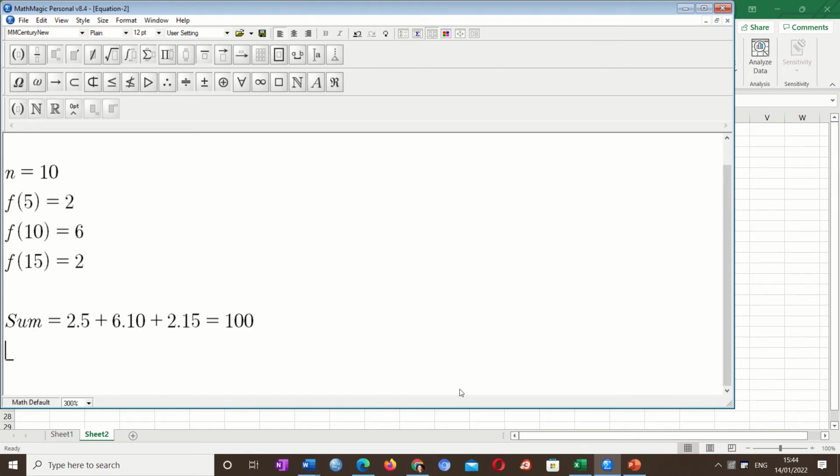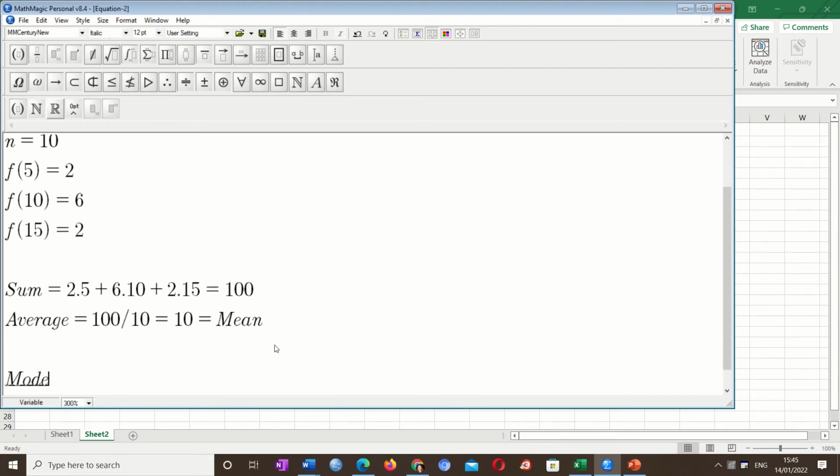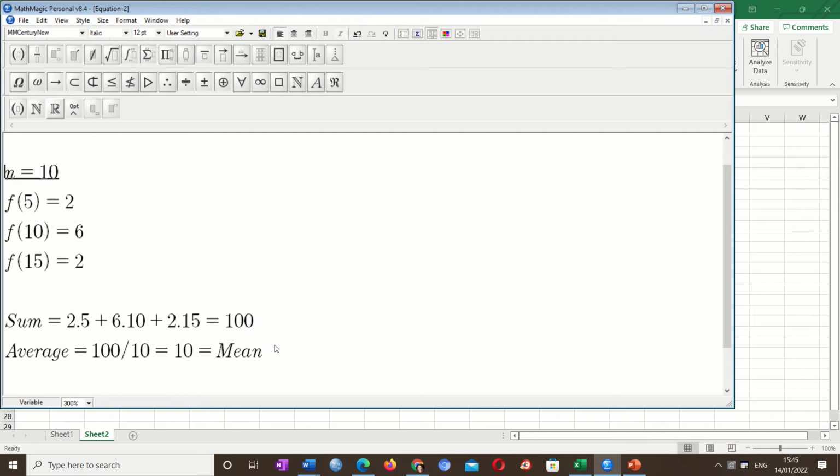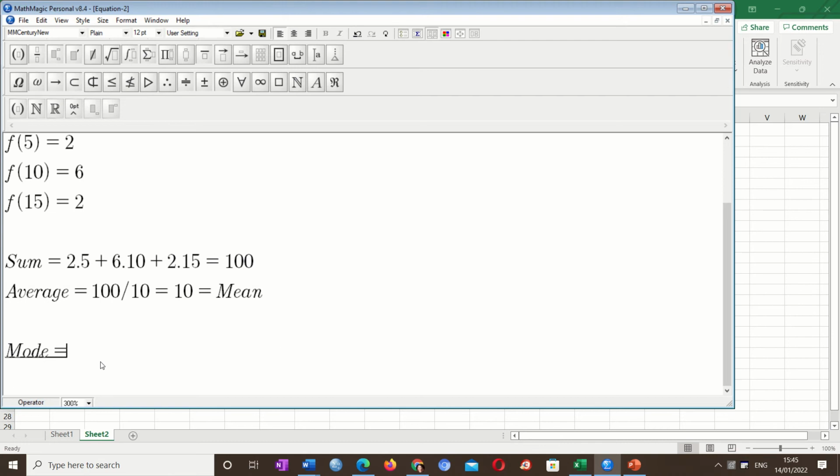So in order to find the average, I have to take the total and divide by n. N is 10 and the total is 100. So the mean is 10. So what is mode? Mode is the number which has the highest frequency. Which number has the highest frequency? 10. 10 has the highest frequency.